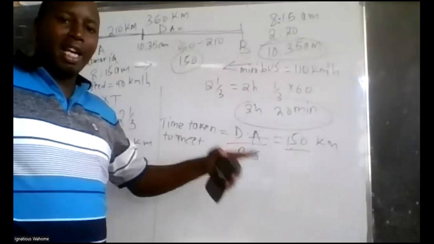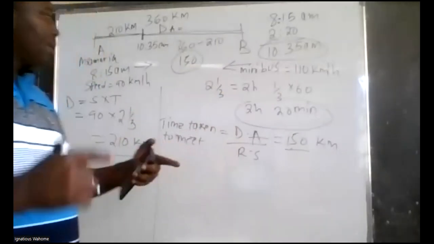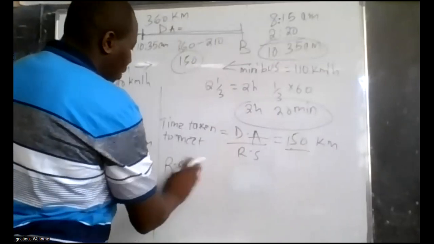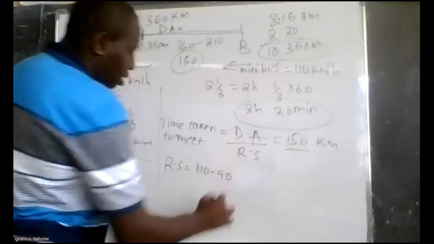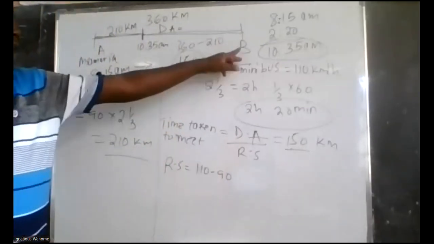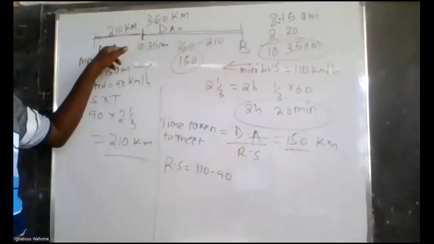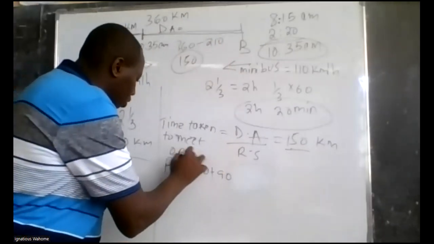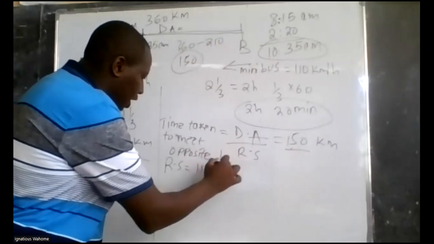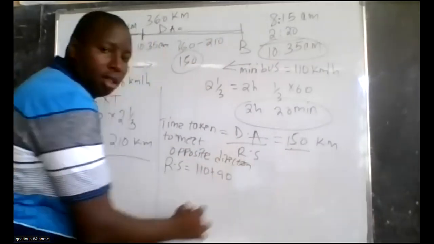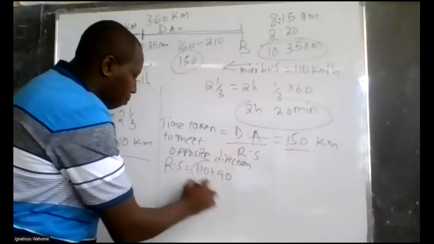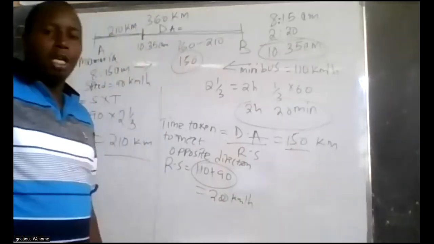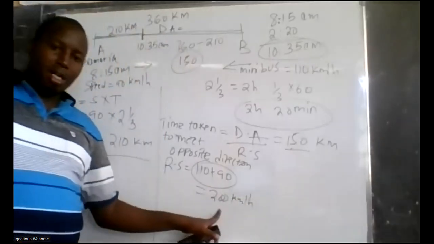Relative speed, traveling in opposite directions, you are supposed to add the speed from A and the speed from B. So 110 minus 90, sorry, not minus but plus, because it is opposite direction. You add, so 110 plus 90, you get 200 kilometers per hour. That's the relative speed.